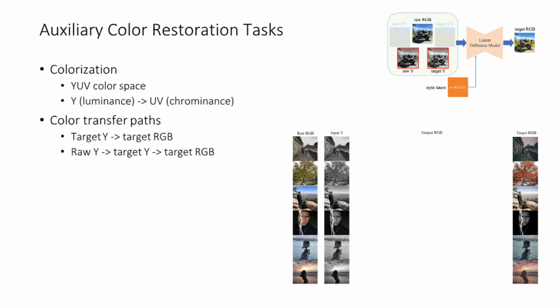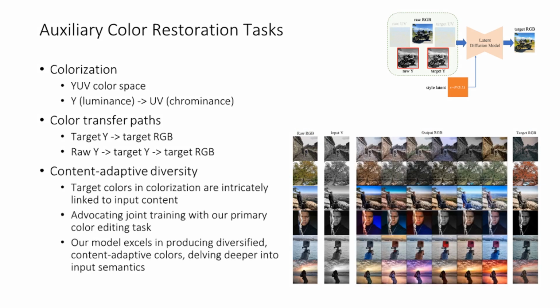Inspired by this, we integrate colorization with our core editing task, compelling our model to prioritize input semantics and refine nuanced editing styles. Colorization outcomes reveal a spectrum of predicted colors for diverse elements like walls, trees, skies, humans, and cameras. Joint training enhances our model's ability to produce content-adaptive colors, showcasing a heightened understanding of input semantics.